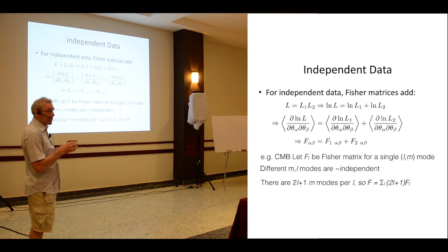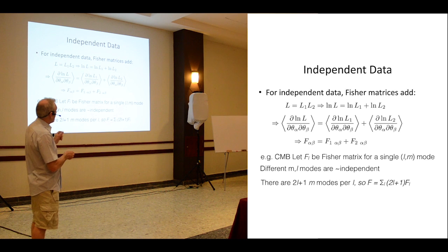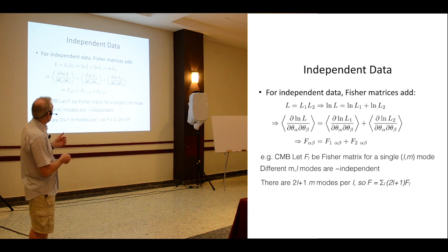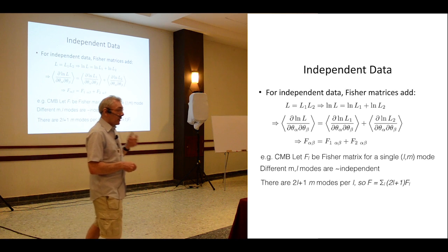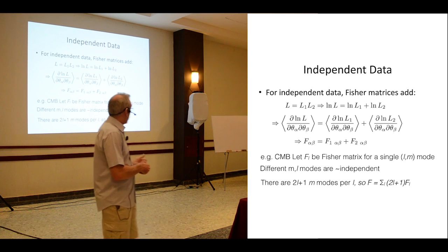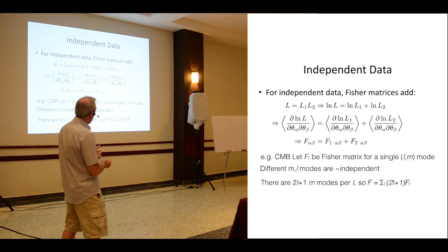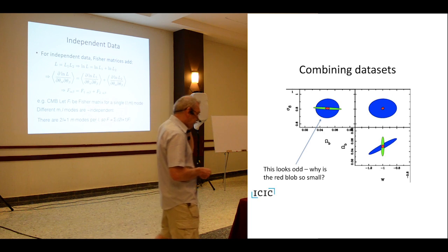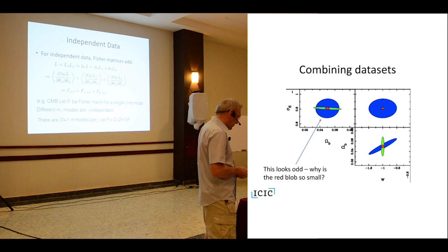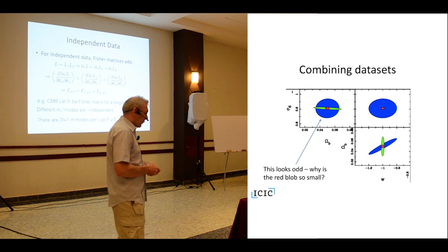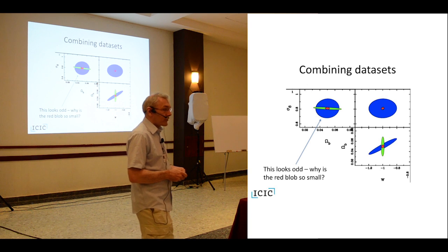So for any given ℓ, you have 2ℓ+1 different m modes. So if you work out the Fisher matrix for a data set that consists of a single mode, then the Fisher matrix for all of the modes with the same ℓ will just be 2ℓ+1 times the Fisher matrix that you had. Basically, you just have 2ℓ+1 of these. And then if the ℓ modes are independent, you simply add up, sum over ℓ. So sometimes you may see Fisher matrices for the CMB with sums over ℓ of 2ℓ+1 times some object. That's why.